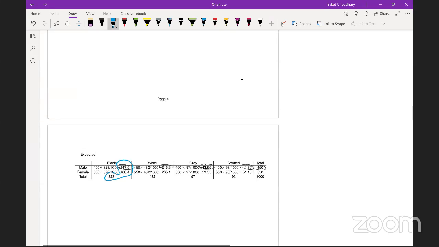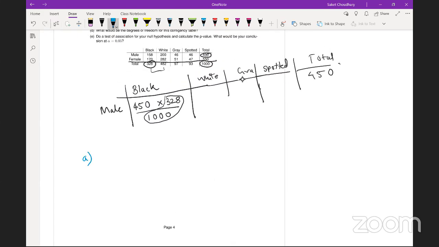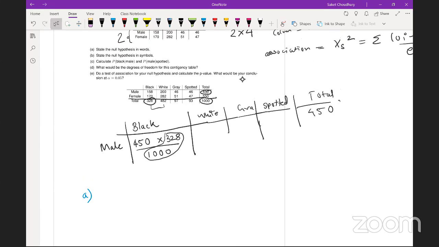Okay, so we have the expected values here. So how do we do the chi-square test, right? Again, in order to do the chi-square test, we are going to work with the expected values here. But before we do that, we need to answer the first problem, which is, what is your null hypothesis, right?